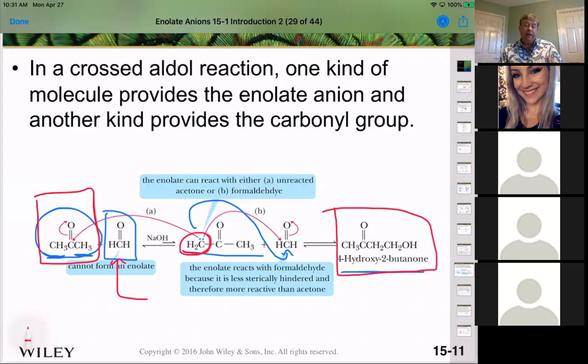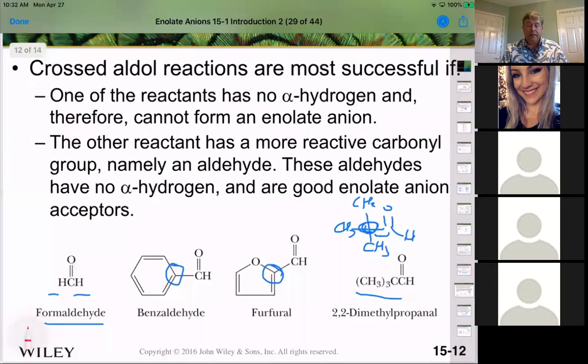Now, again, we have that beta hydroxy ketone compound right here. Chances are it's probably going to lose water and give us an unsaturated one as our next step. But the fact is we're using the fact that one of the substrates cannot form the enolate and the other substrate forms one enolate. So that's used to our advantage when we have formaldehyde here, or if we have no alpha hydrogens on that carbon next to the carbonyl, we can use this cross-aldol reaction to our advantage, okay?